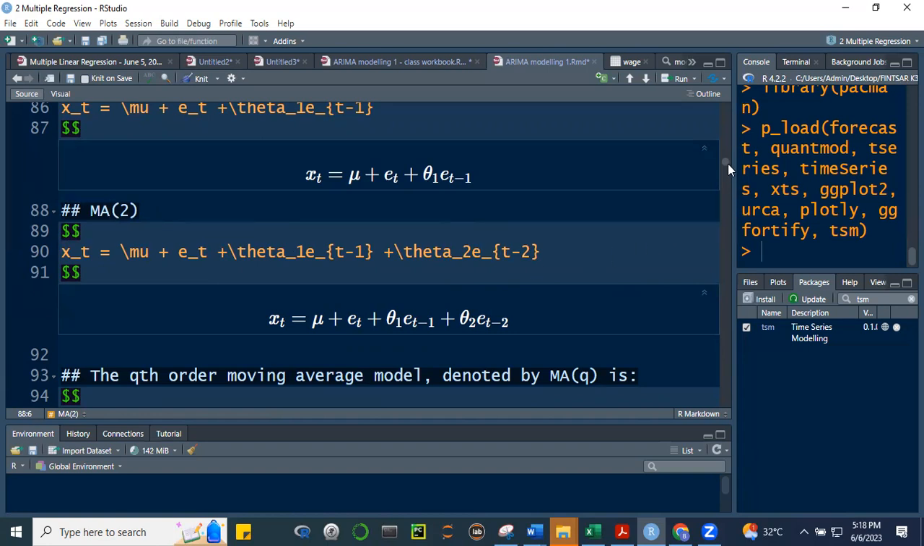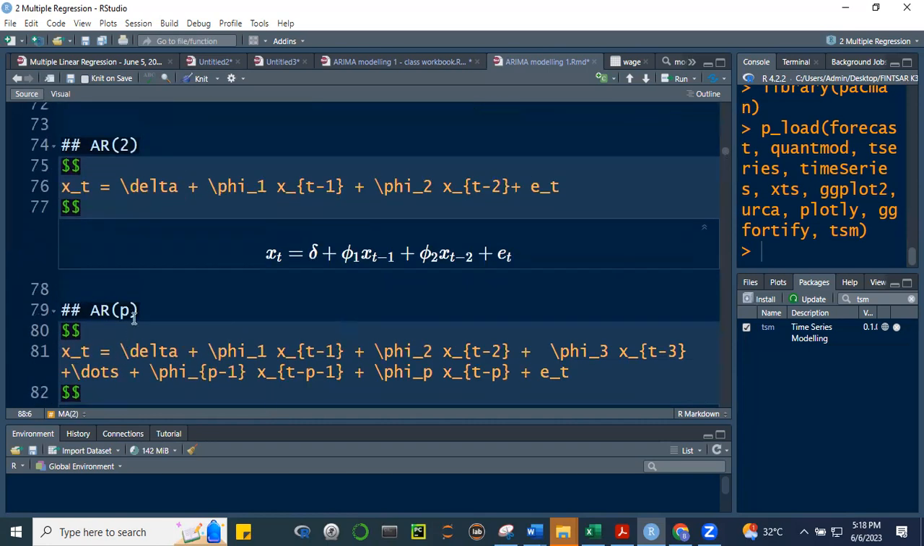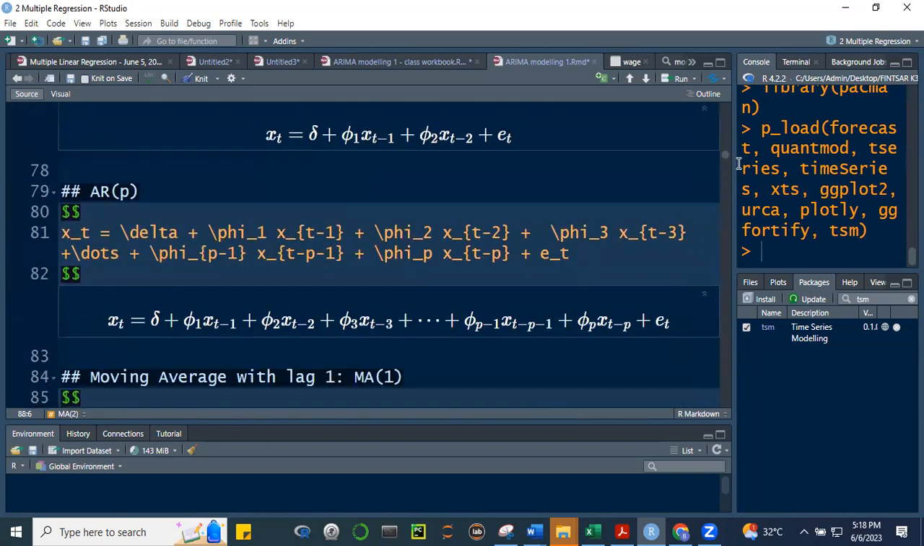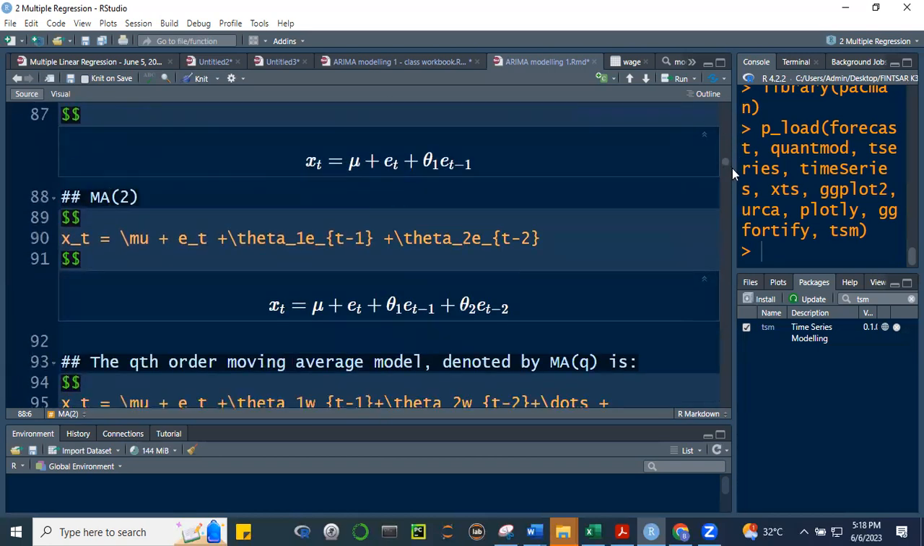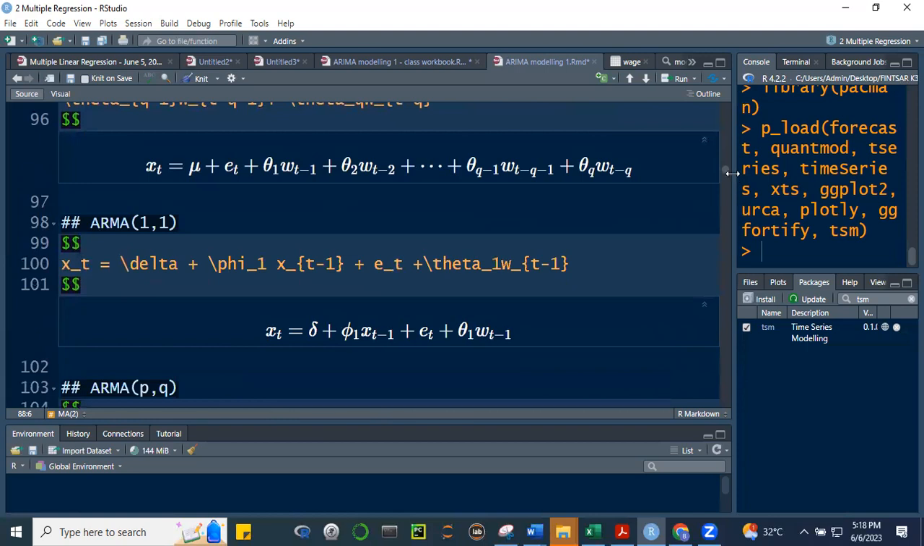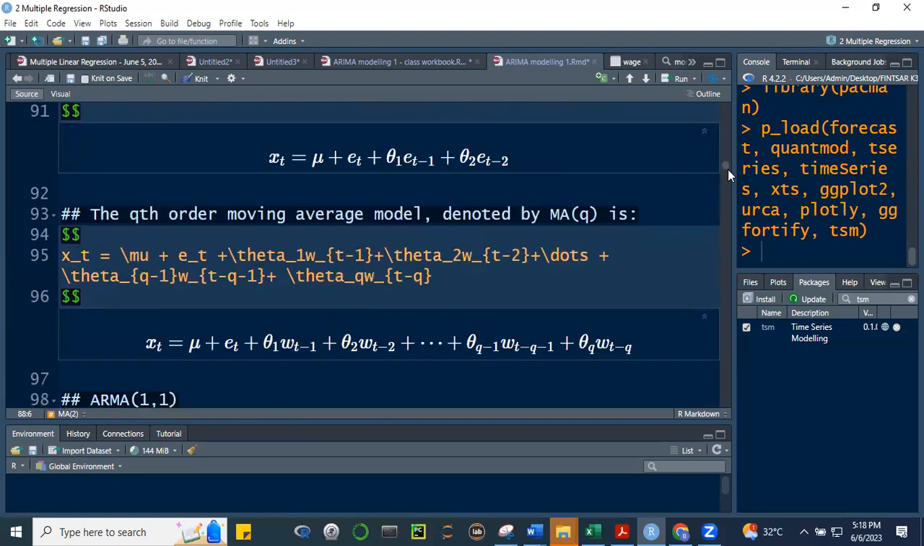And of course, MA(Q). So notice, class, when it's AR, what's used is the lag P. The P is used to represent your lags for AR. In MA, what's used is Q. So this is MA(Q).